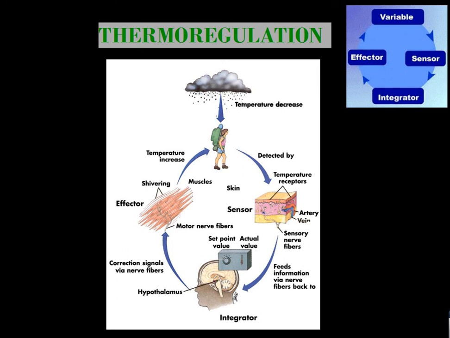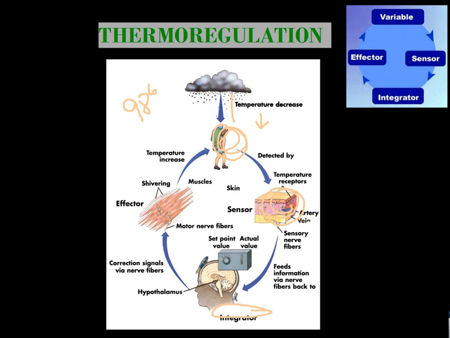Okay, so let's look at thermal regulation specifically in our body. We start out with a set point. Our set point is 98.6 in our body. And if we deviate from that, we have got to fix the problem. So in this picture, we have the temperature dropping. This hiker's getting wet, so her set point is changing. There's a variable, and her temperature is decreasing. And the skin sensors will pick that up. They will send a signal to the integrator, the brain.